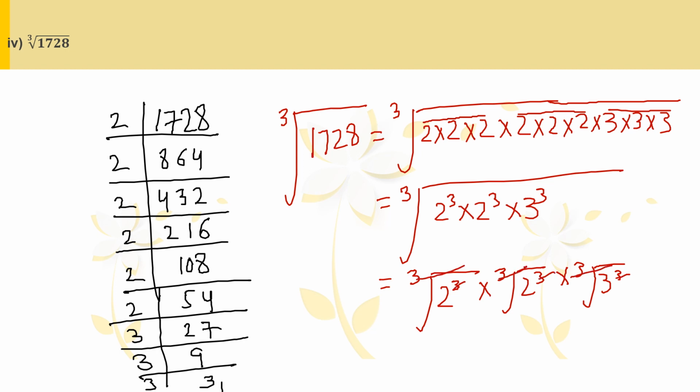these after the cancellation. 2 multiplied by 2 multiplied by 3, and 2 2 is 4, 4 3 is 12. That means the cube root of 1728 is 12, which means 12 multiplied by 12 multiplied by 12 is equal to 1728. Coming to part 5, we have 15625.